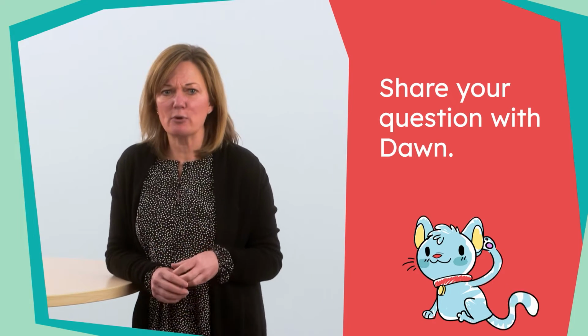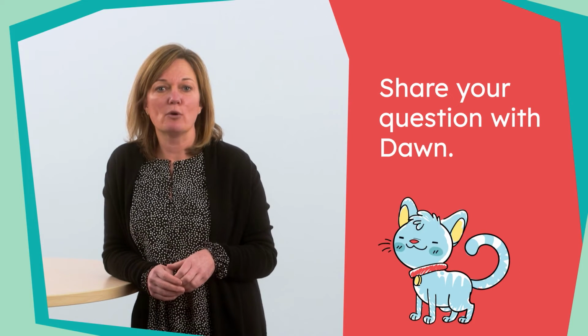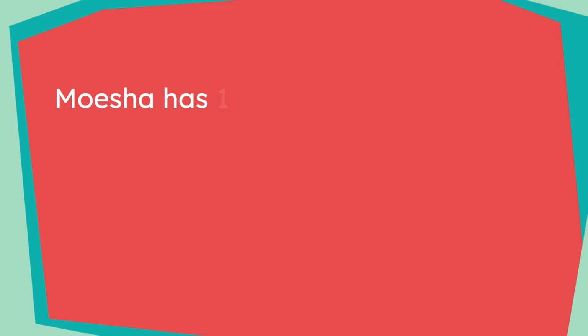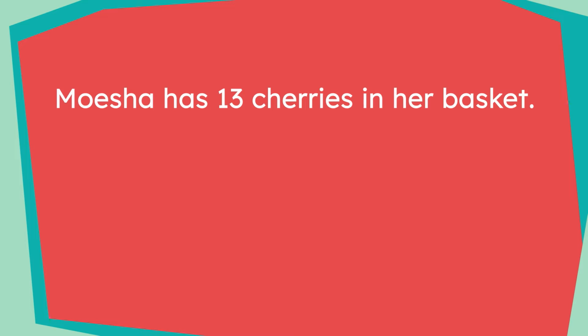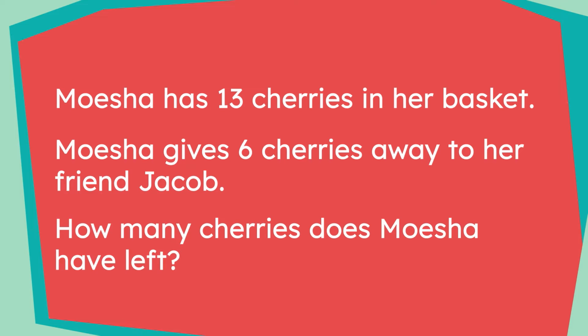I hear another whisper that says, how many cherries does Moesha have left? These are great questions. Let's read a little more about Moesha. Moesha has 13 cherries in her basket. Moesha gives 6 cherries away to her friend Jacob. How many cherries does Moesha have left?